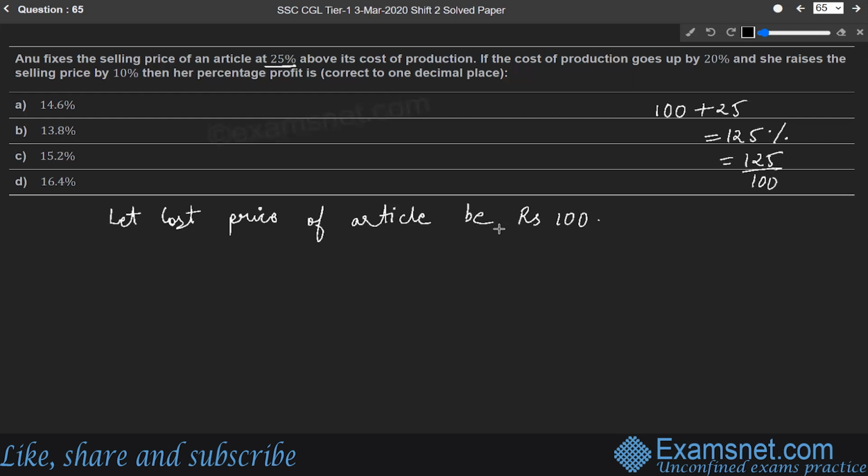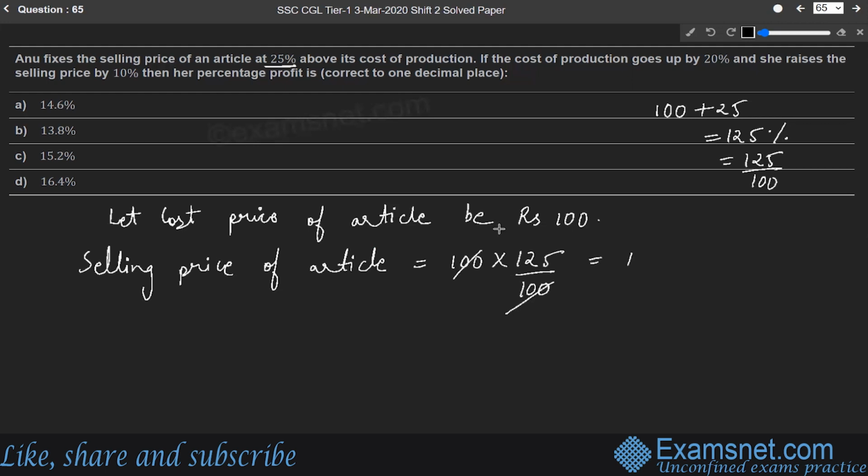And since we are talking about 125 percentage, it means 125 by 100. All right. So the selling price of the article will be equal to 100 multiplied by 125 by 100, because it is 25% more than its cost price. That is why 100 is multiplied here. So 100 and 100 will be cancelled. So it will be rupees 125.